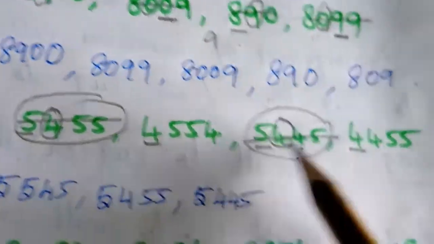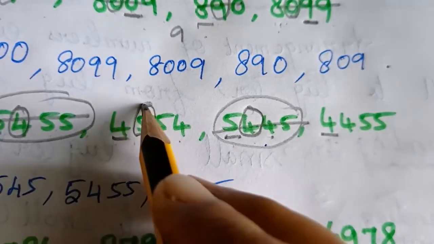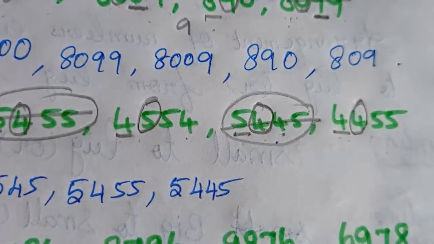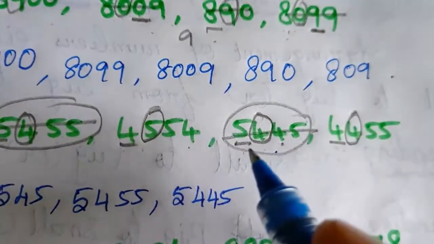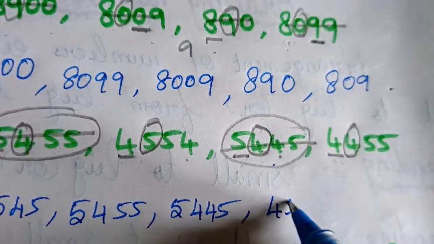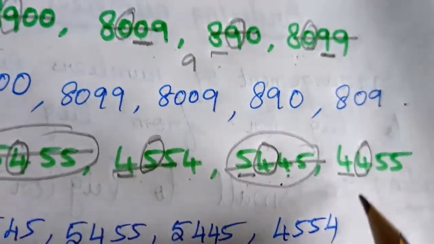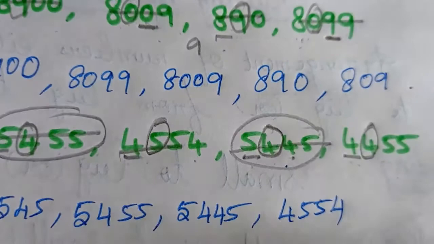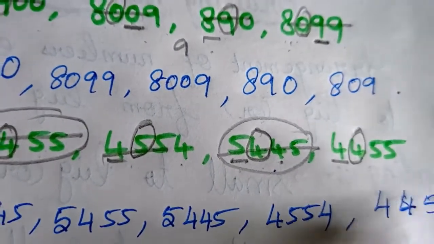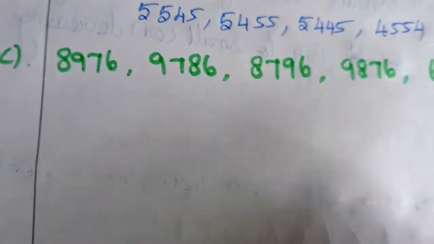Next, we already found this number is the next greater number, so you can write 5445. Then for the remaining 2 numbers, check their 100 place value. The first number's 100 place value is 5 and the second number's 100 place value is 4. Okay children, so which is greater, 4 or 5? 5 is greater, so you can write 4554 as the next greater number. Then 4455 is the last number. Okay children. So in the same way, do the next question.